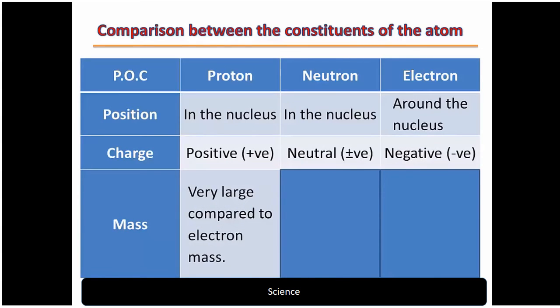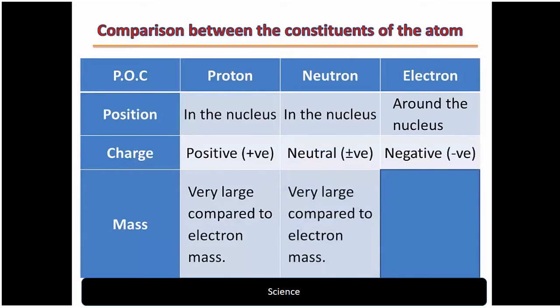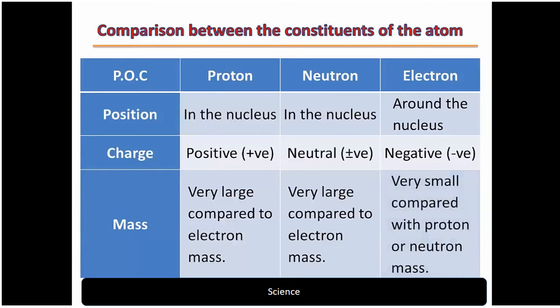The mass of proton is very large compared to electron mass. The mass of neutron is very large also compared to the electron mass. And finally, the mass of electron is very small, negligible, compared with the mass of proton or neutron. So this is the answer of the question.